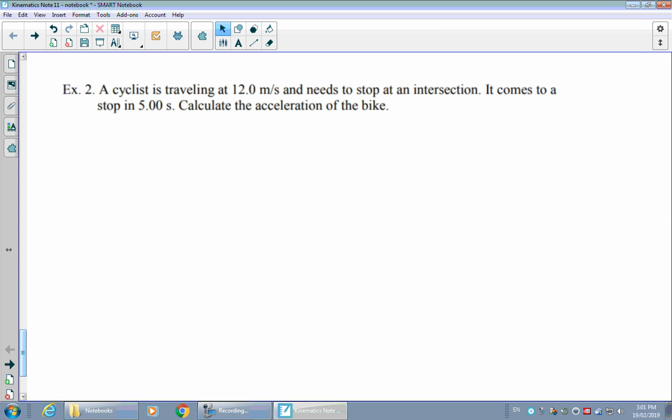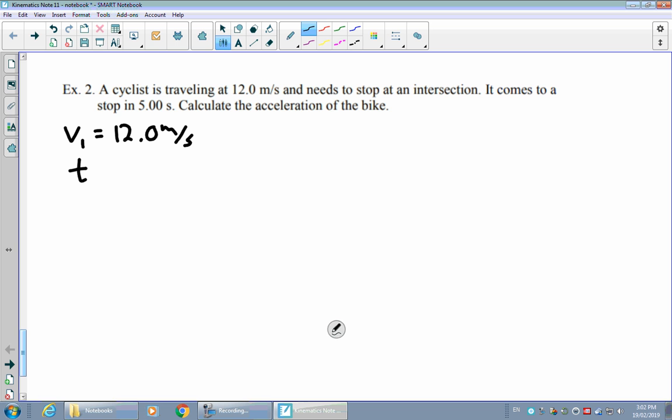So we'll try one more example, but we'll go a little bit quicker through this one. Now we've got a cyclist that's traveling 12 meters per second and needs to come to a stop at an intersection. It's able to stop in 5 seconds, so we want to find the acceleration of that bike. Again, we start with the given things. What are we told in this question? It says at the very start that the cyclist is traveling at 12 meters per second. If that's how the question starts off, that's a good indication that that's a starting velocity, or a v1, an initial velocity. 12 meters per second, and in this case, because it's already in meters per second, we don't need to make any conversions.